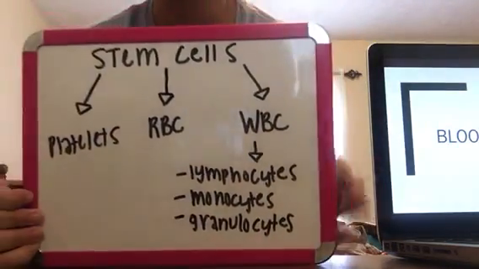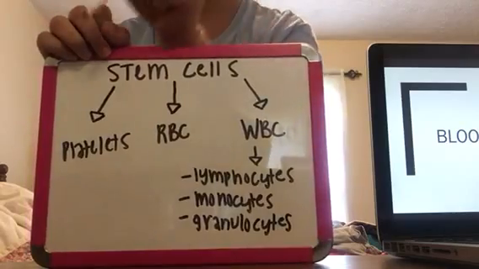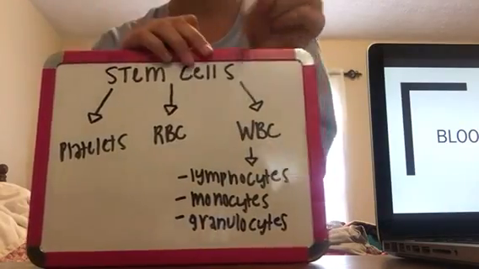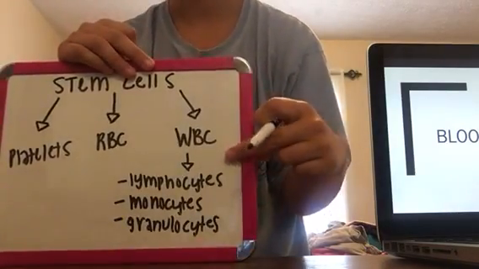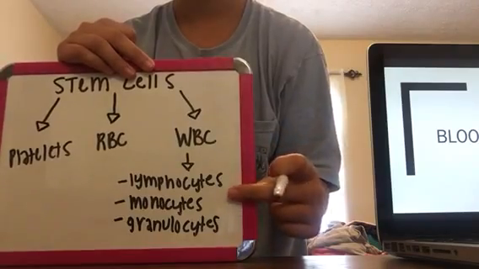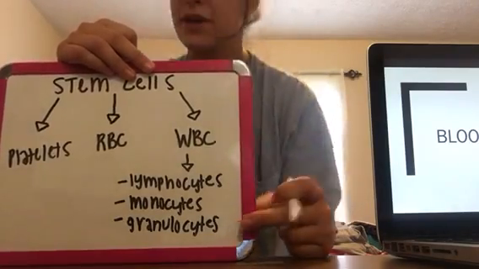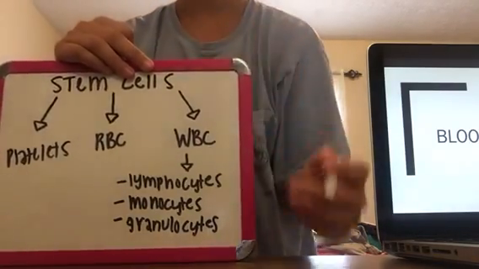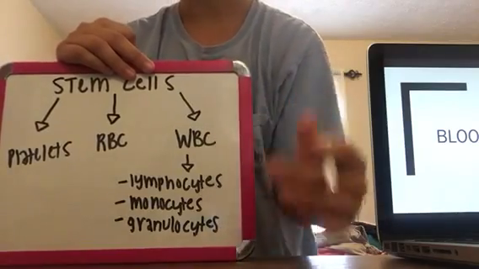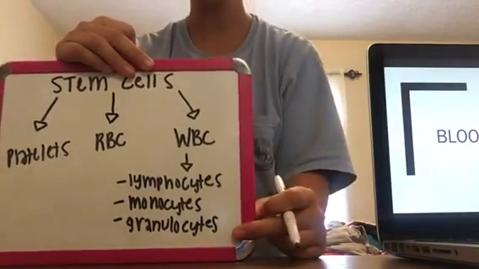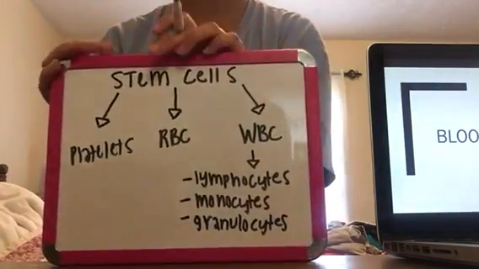So, we start from stem cells. They break into 3 categories: platelets, red blood cells, white blood cells. Then our white blood cells break into 3 subcategories, which are lymphocytes, monocytes, and granulocytes. And later on, when we start discussing each separately, I'll get to that, granulocytes also break into 3 other subcategories, but we'll get to that. So we're going to start with platelets.